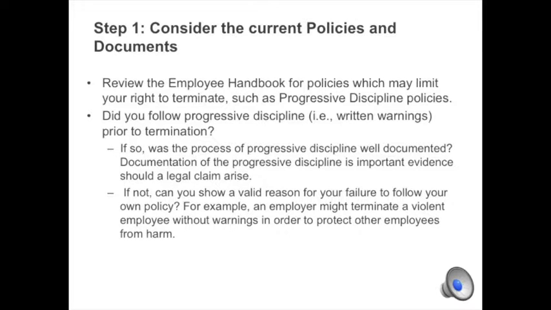Step 1. Consider current policies and documents. Review the employee handbook for policies which may limit your right to terminate, such as progressive discipline policies. Did you follow progressive discipline, i.e. written warnings, prior to termination? If so, was the process of progressive discipline well documented? Documentation of the progressive discipline is important evidence should a legal claim arise.